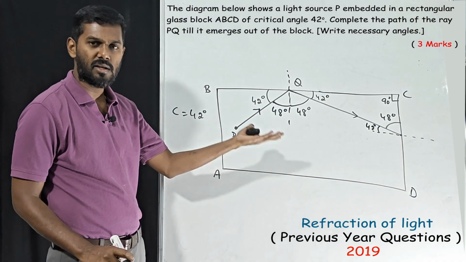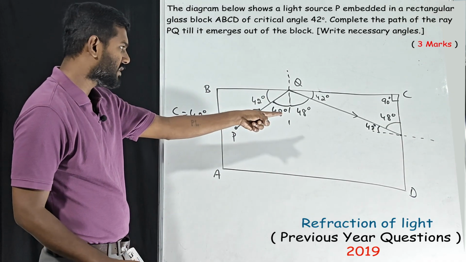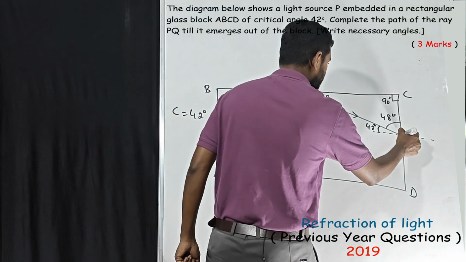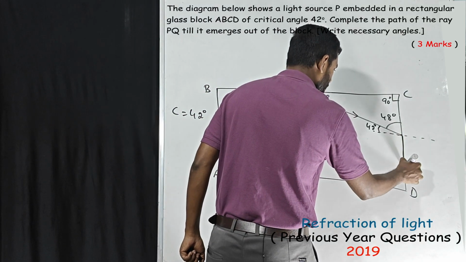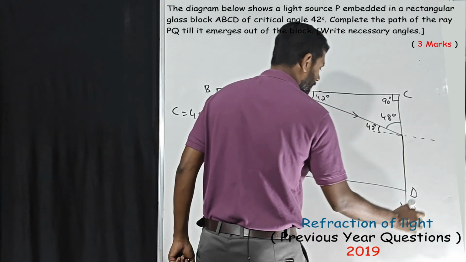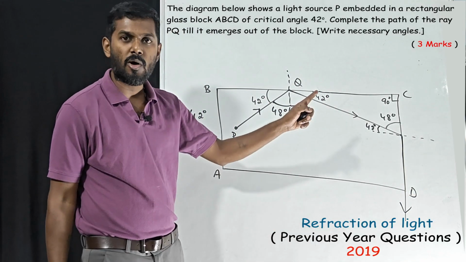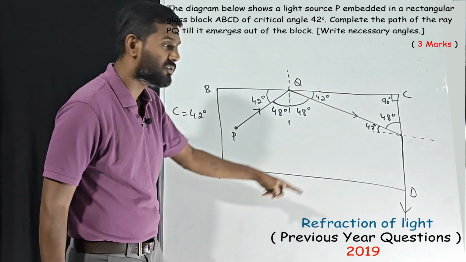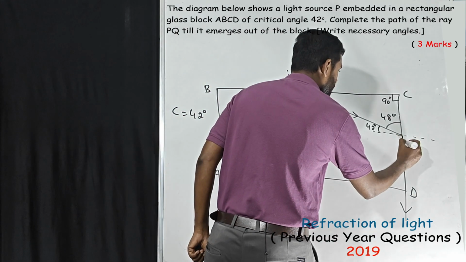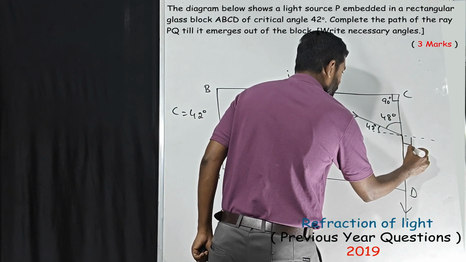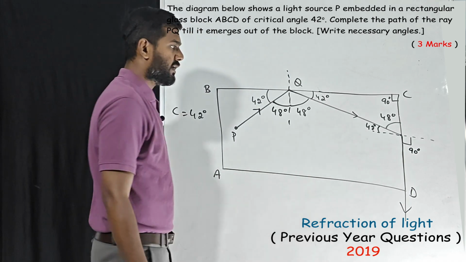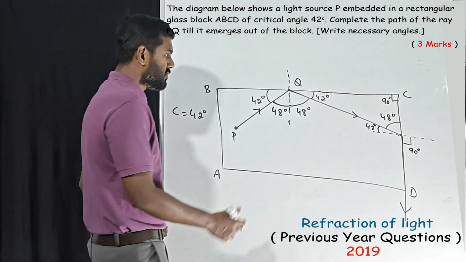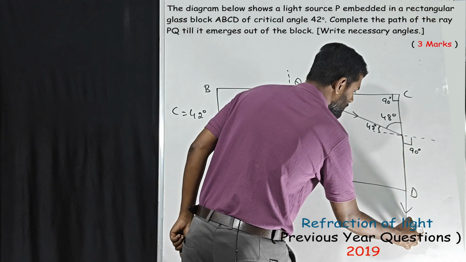This is what we learnt in the concept video. So angle of incidence is 42, which is equal to the critical angle. If the angle of incidence is equal to critical angle, then the ray will come out of the glass block on the surface. Whenever it is critical angle, we have to mention this 90 degree. Angle of refraction will be equal to 90 degree. So this is the ray which is coming out.